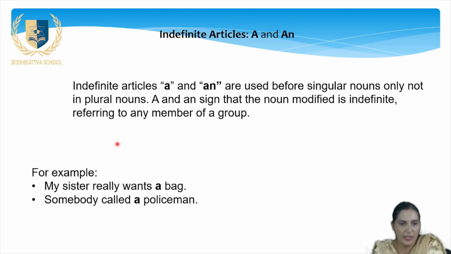The first one is: my sister really wants a bag. In this sentence, the indefinite article a is used. And in this sentence, a bag means any one bag, any bag, not fixed, not particular, not definite. And the next example: somebody called a policeman. In this sentence also, a policeman means any one policeman. It is not fixed, not definite. So a and an are taken as indefinite articles.